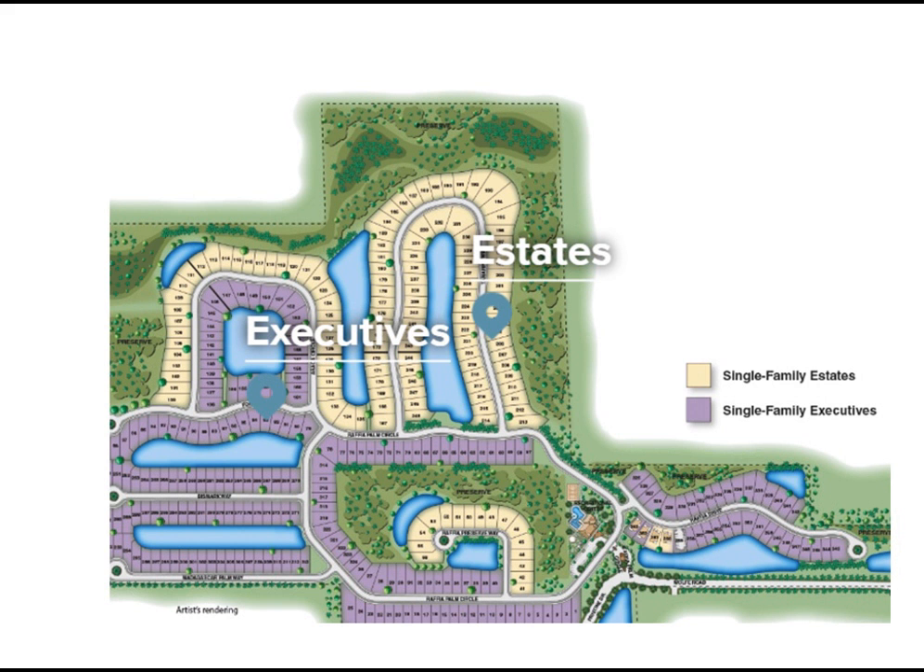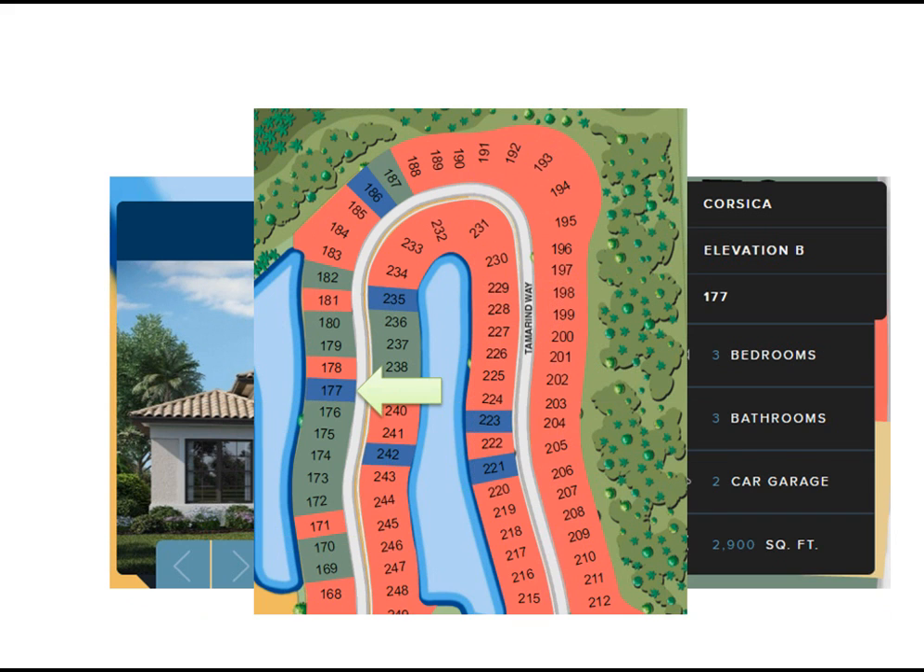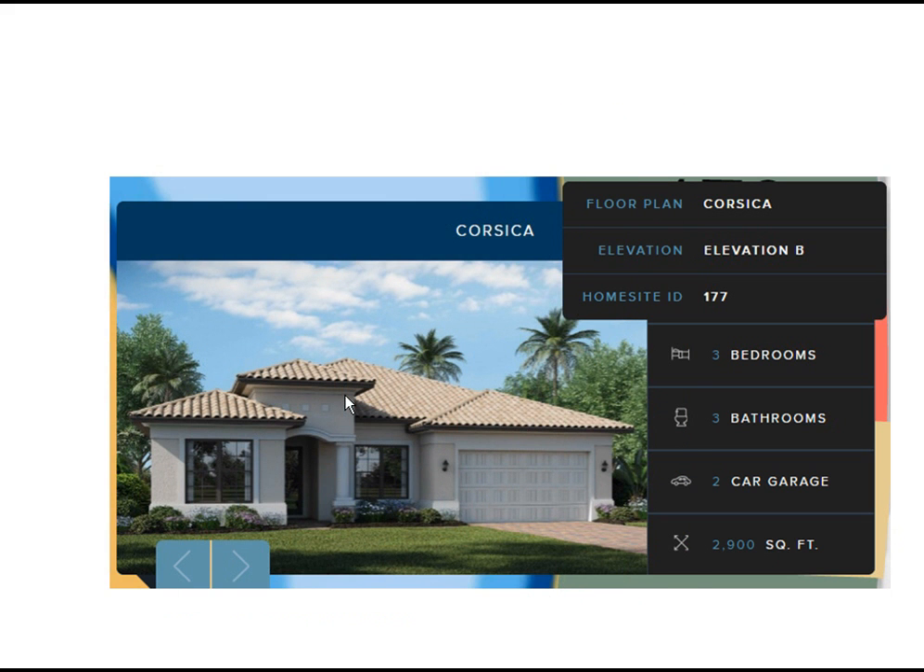This is just a picture of their map, and just to show you that you would click into their neighborhood, like click into Estates, it would open up their little inventory map, and you see the arrows pointing to lot 177, which is a spec home. Then if you click on that lot 177, you'll see that it's related to just one single floor plan, one single elevation, and that's that lot.